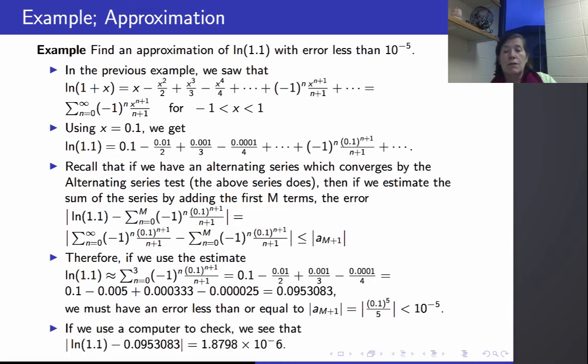And of course, if I use only 3 terms, then I know that the error is less than 10 to the minus 4, but may not be less than 10 to the minus 5. Now you can actually use a computer to check the actual value, and the error in this case from using these first 4 terms to approximate turns out to be actually 1.8798 times 10 to the minus 6. So it's somewhat smaller than the upper bound for the error that I have, but that was to be expected.